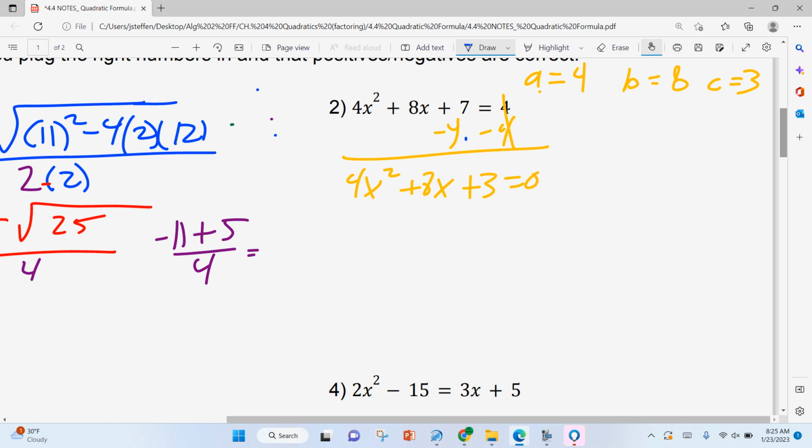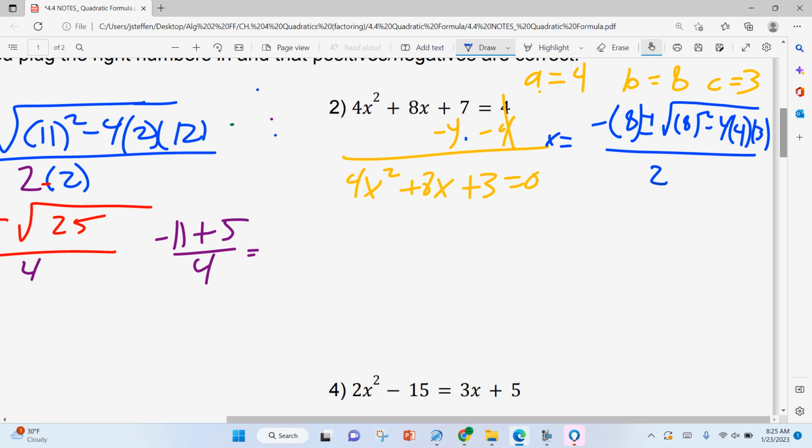So now we're plugging this in. X is equal to negative b, plus or minus the square root of b squared minus 4 times a times c. Sorry, you can't read that. That's supposed to be a 4. Just trying to save on space. Over 2 times a. So that's my first step.